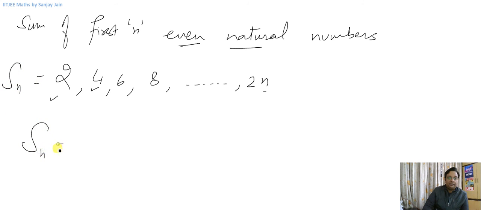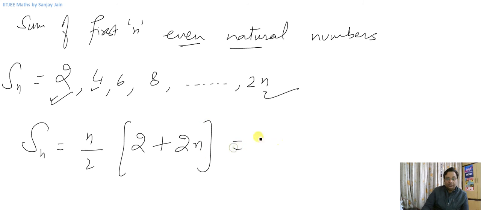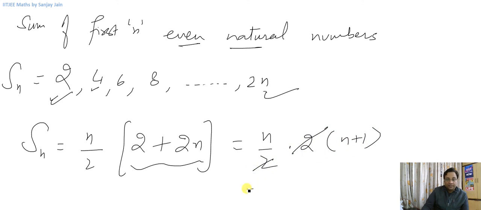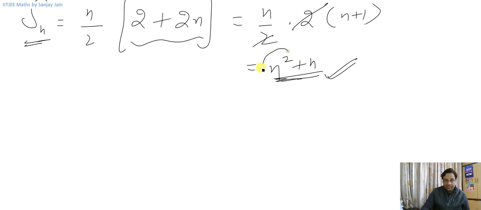So what will be Sn? It will be equal to n by 2, first term 2 plus the last term, that is 2n, right? So 2 can be taken outside. So it will be n by 2 into 2 into n plus 1. 2 will get cancelled and it will be equal to n squared plus n, right? This is the sum of first n even natural numbers. So if you can observe, this is sum of first n odd natural numbers and there is this n, right, which is being added here.